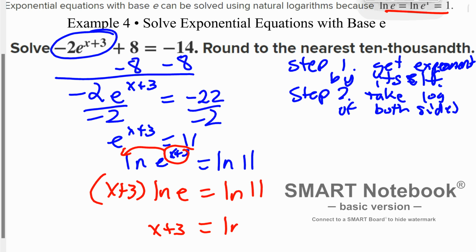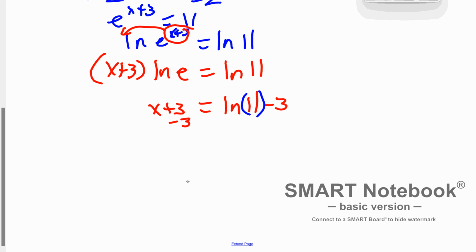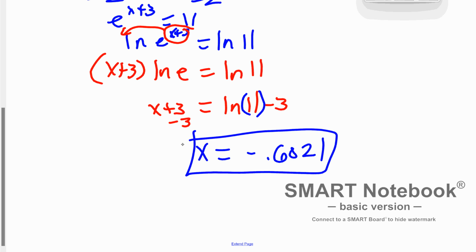And then ln of 11, so we subtract 3, and I would just put that in your calculator. Make sure when you hit ln, it's going to do a parenthesis, so you have to close that off: 11, then subtract 3. And I believe we get a negative here. x equals negative 0.6021, I believe. And I can always plug that back in to check to make sure that is the correct answer.